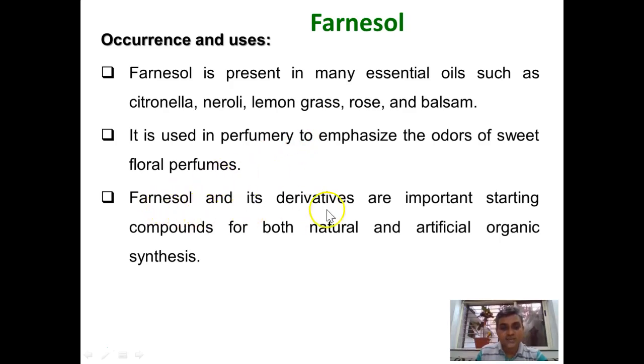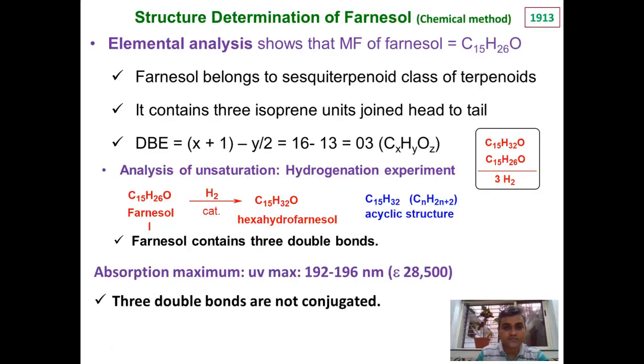Farnesol and its derivatives are starting material for the synthesis of natural products such as squalene molecule as well as the phytol molecule. For example, farnesol pyrophosphate is a biosynthetic precursor for the synthesis of squalene molecule, which is also a biosynthetic precursor for the synthesis of cholesterol molecule. Similarly, farnesol can be employed for the laboratory synthesis of phytol molecule, which is a diterpenoid.